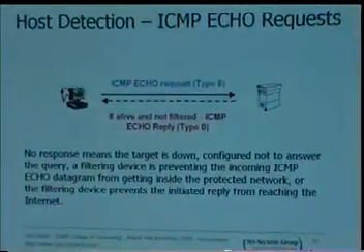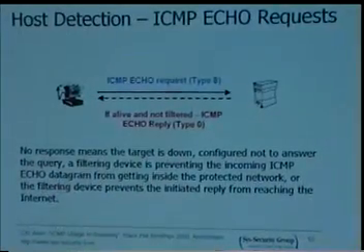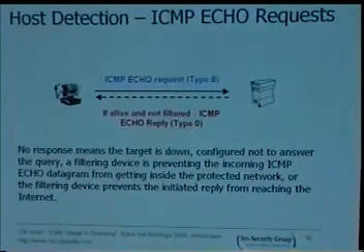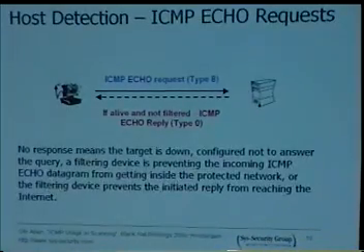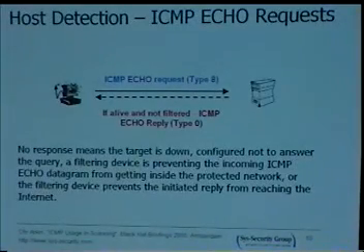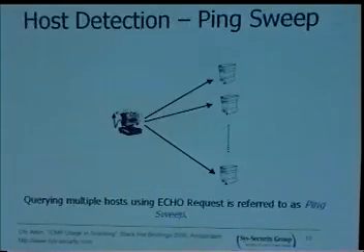How do we do host detection usually? This is the obvious. We send an ICMP echo request towards the targeted host. Usually if this host is alive and not filtered, we will get an ICMP echo reply back. If we're not getting any response back, this can be because the target is down, it's configured not to answer the query, or a filtering device is preventing the incoming ICMP echo request from getting inside our protected area, or preventing the ICMP echo reply from getting out of the protected area to the internet.